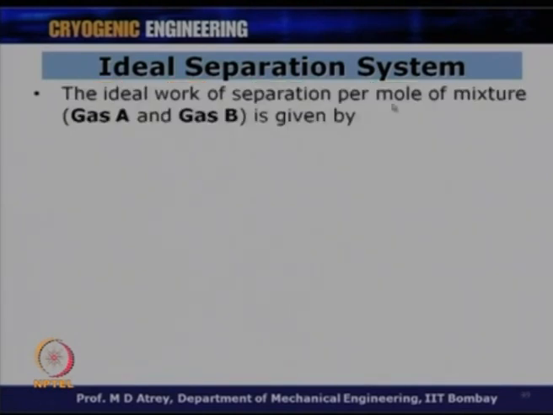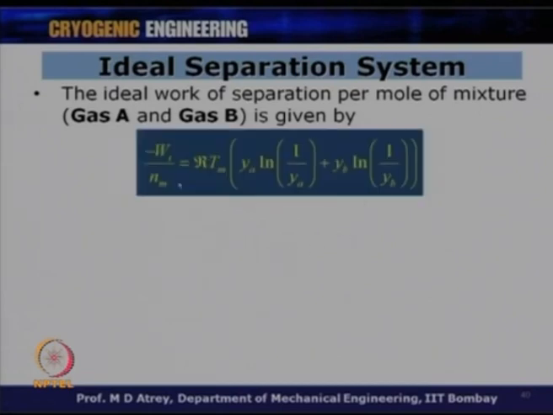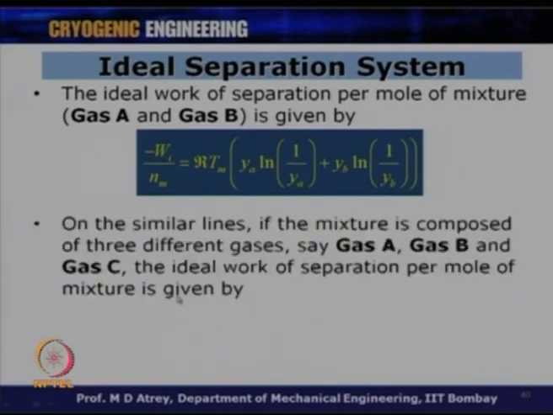So, the ideal work of separation per mole of mixture of gas A and gas B will be given by the molar expression. The ideal work of separation per mole of mixture, that is Wi by Nm, is equal to RTm [Ya log 1 by Ya plus Yb log 1 by Yb]. This is for a mixture of gas A plus gas B.